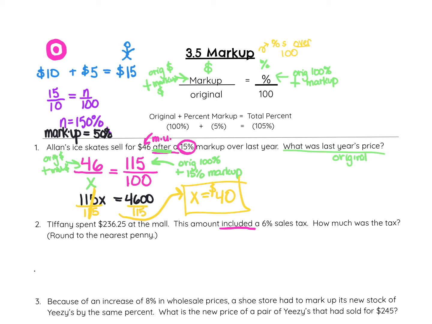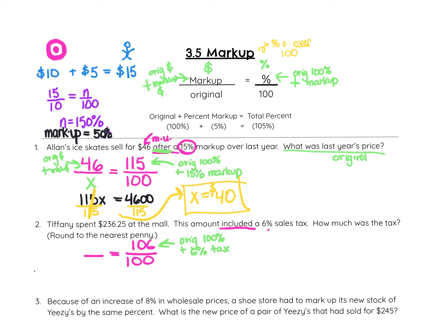So when we think about our proportion here, I'm going to set this up. 100 goes down here. The amount includes a 6%. So this is going to be 106%. And again, this is going to be the original, or the cost of the clothes, plus the 6% tax.